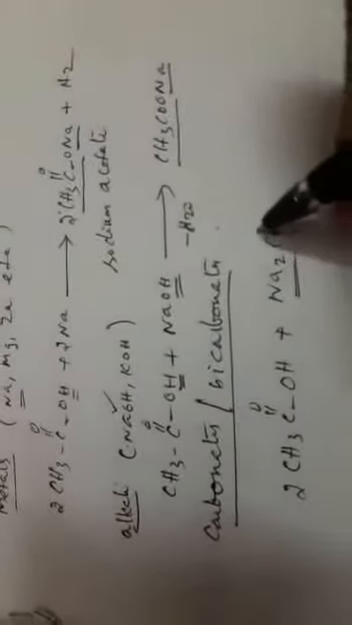Which one is released? Carbonate easily releases carbon dioxide, CO2, remaining CH3C=O ONa. That is the removal of hydrogen. The acid gives hydrogen and sodium is added, giving sodium acetate. How many times? 2 times.